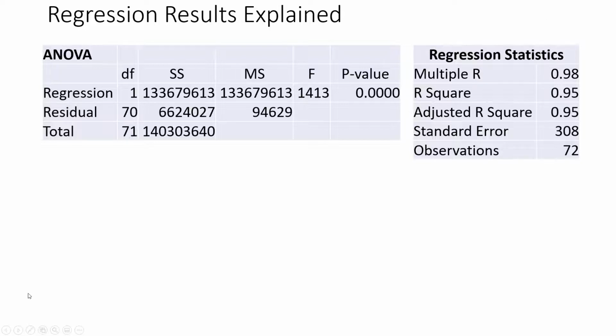The first parameter is the R square. That's the one most commonly used to understand how well the regression model is performing. So this R square value, 95% or 0.95, indicates that 95% variation in the price or cost can be explained by the weight of the bicycle.